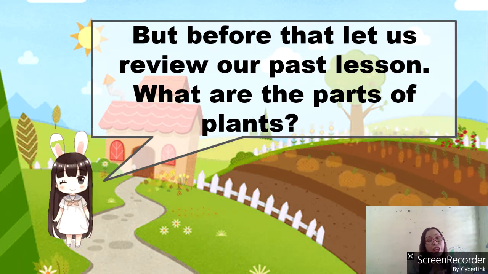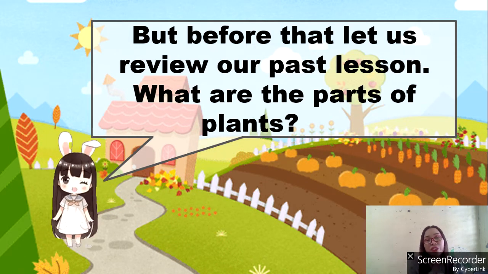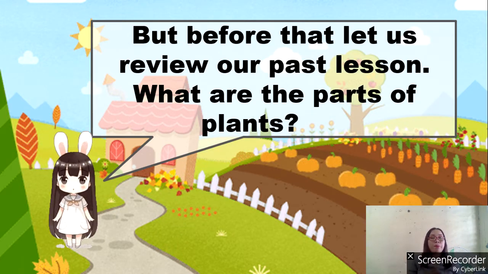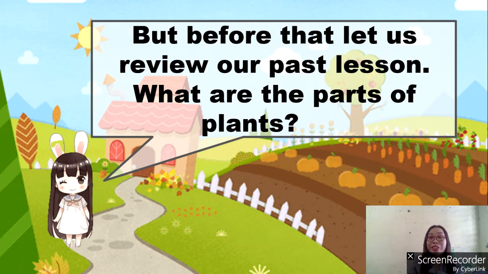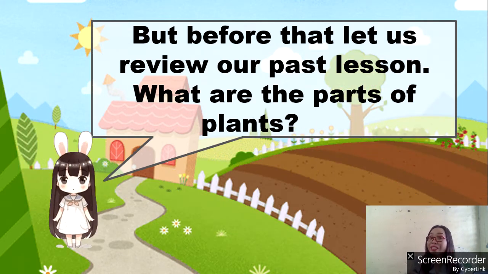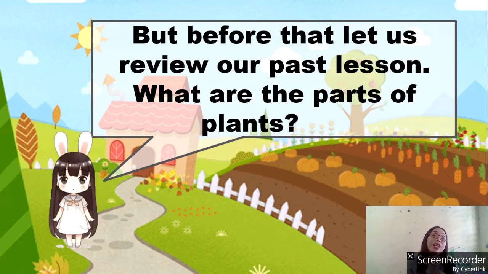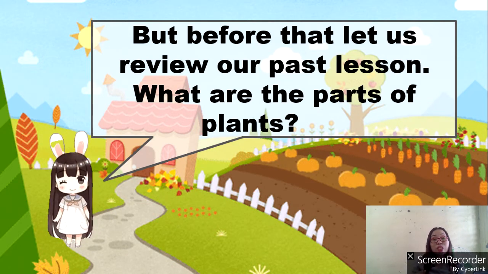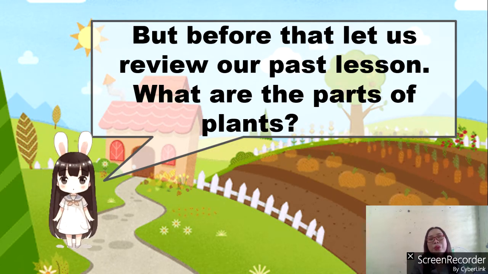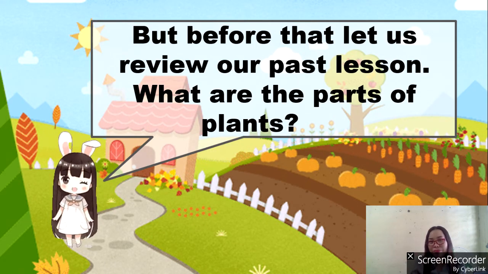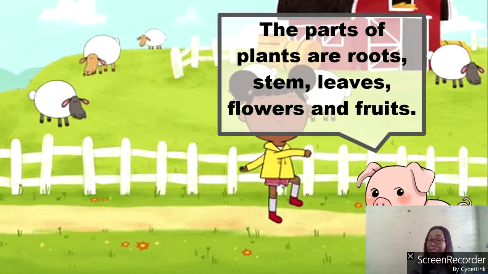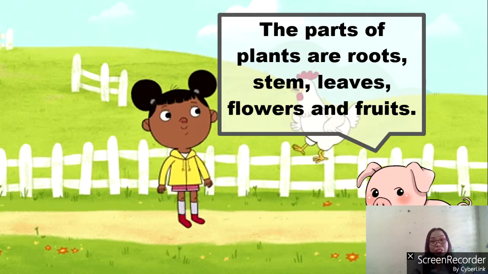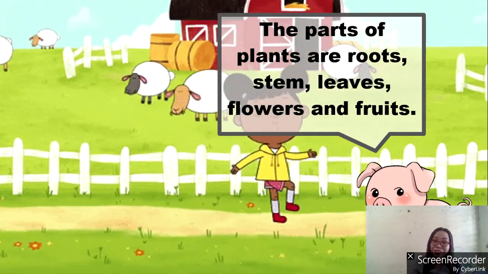When we say basic, of course, these characteristics are common to all types of plants. But there are plants that bear flowers and fruits and others that do not. Plants that bear flowers and fruits are called flowering plants, and those that don't are called non-flowering plants. Just like what I said a while ago, the parts of plants are roots, stem, leaves, flowers, and fruits. All right?